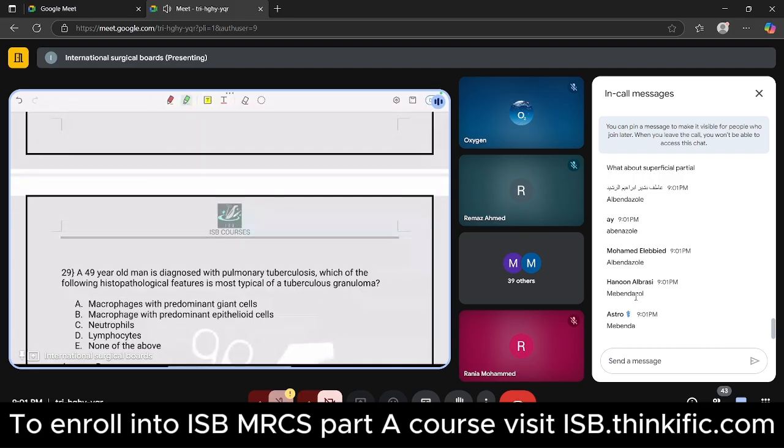That's the last question that we will take. It says a 49-year-old man diagnosed with pulmonary TB. Which of the following histopathological features is most typical of a tuberculous granuloma? Yes, B. There are mainly macrophages that form epithelioid cells with a center of caseating necrosis.